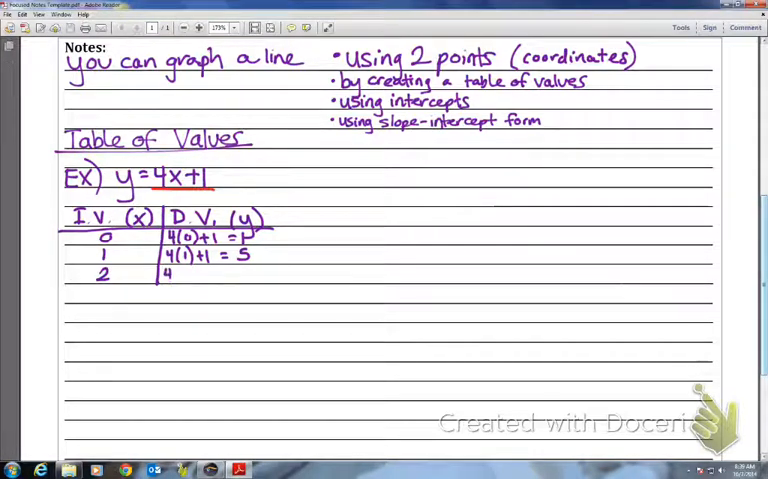And then let's try 2. So I plug in 2. 4 times 2 plus 1. That would be 4 times 2 is 8, and 8 plus 1 is 9. So this is the ordered pair 2, 9.